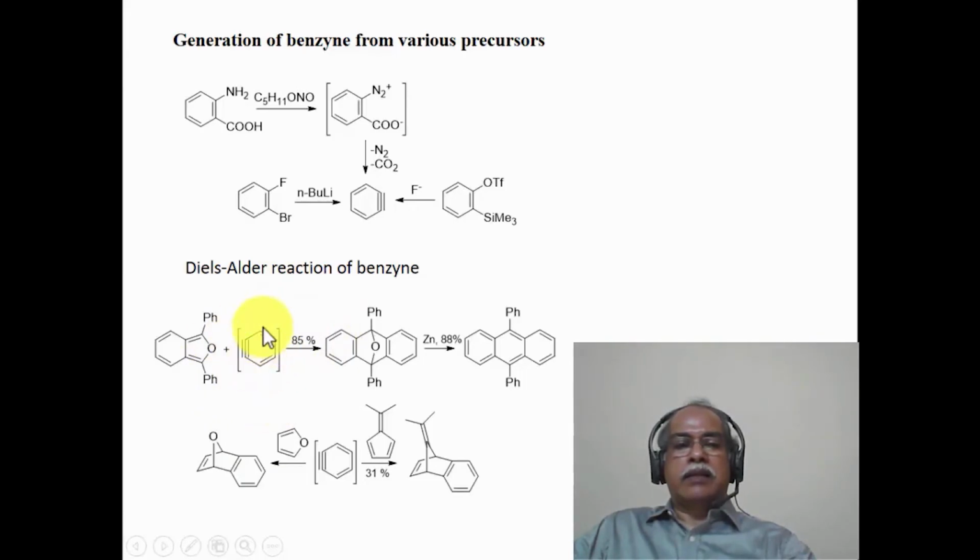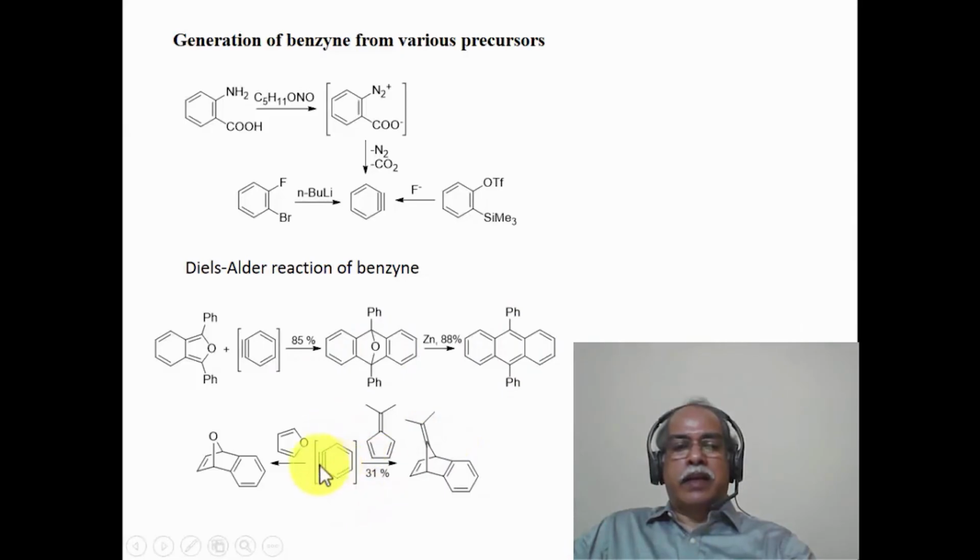In fact, the Diels Alder reaction between anthracene and benzyne is known to produce triptycene, which we have seen earlier, for example. In this particular case, the diphenyl substituted isobenzofuran undergoes the Diels Alder reaction to produce this oxo-bridged bicyclic system. Deoxygenation using zinc produces the diphenyl substituted anthracene as the final product. So the anthracene can be made by the deoxygenation of this particular intermediate here.